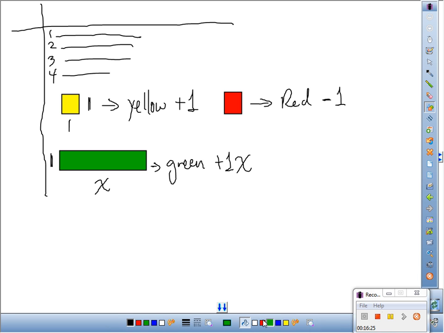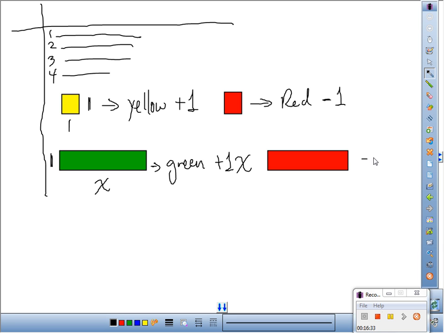And if you flip it over, what color is it? So what do you think that would be worth? Negative 1x. So from now on, the green rectangle is a positive 1x. The red rectangle is what? Negative 1x. Are we there so far? Yep, that's our cube. All right.